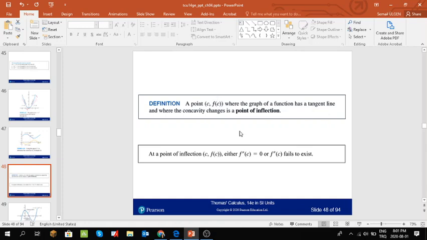Again, for the point of inflection, we require that C, or C comma f of C, is a point of inflection if at that point C, f of C, we have a tangent line, and also we have the concavity changing around that point.